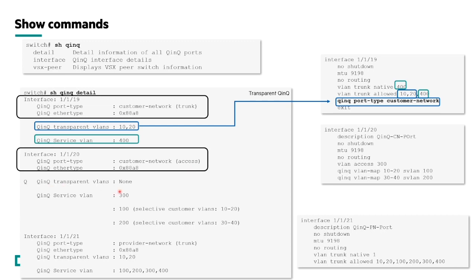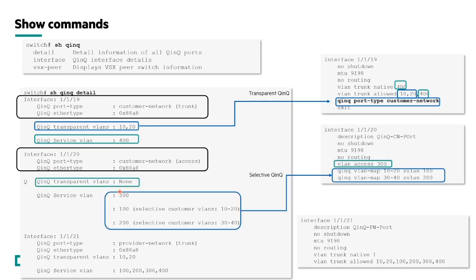No transparent VLANs, as you can see, because transparent and selective VLANs cannot mix on the same interface. So the service VLAN is 300, and that's the access configuration, which is an SVLAN. So that's the VLAN access 300, it's a service VLAN. And here we've got the selective VLANs that are being configured.